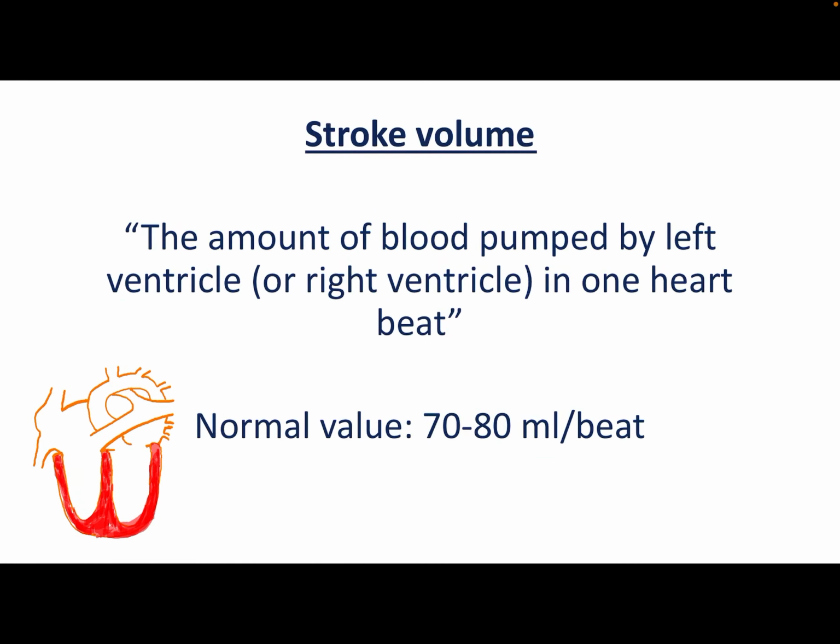Next one is stroke volume. It is the amount of blood pumped by the left ventricle in one heartbeat. It is around 70 to 80 ml per beat. So in one beat, how much blood the left ventricle pumps into the aorta, in one heartbeat, that is the stroke volume. The normal value is 70 to 80 ml per beat.